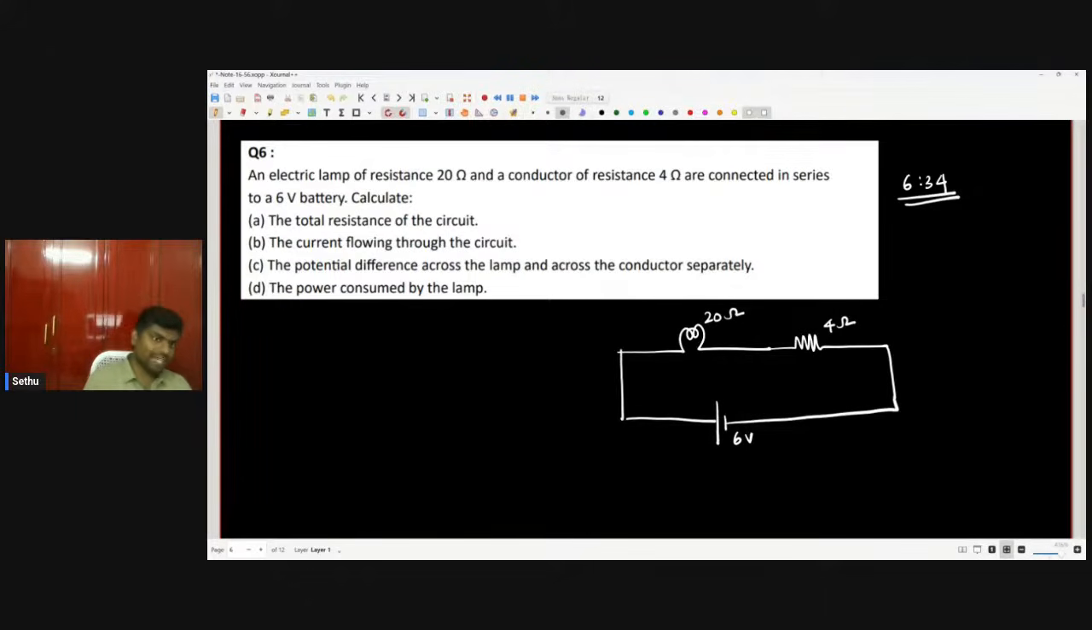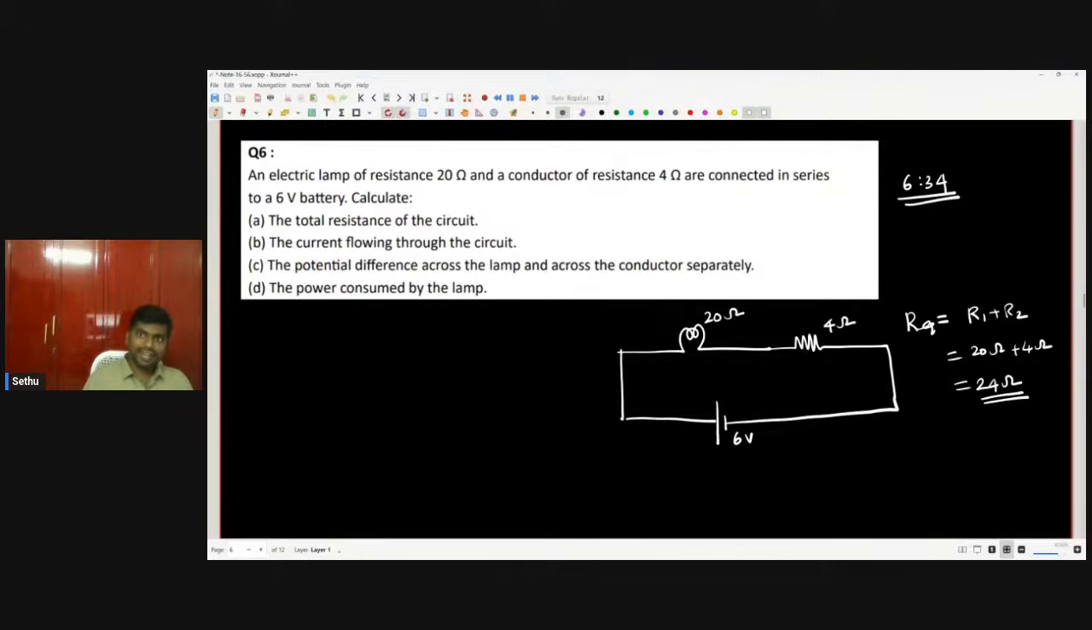We have been asked to calculate the total resistance of the circuit. So how will you calculate? The idea is simple. R equivalent: these two resistors are in series. So R1 plus R2, which is nothing but 20 ohm plus 4 ohm. That must be equal to 24 ohms.